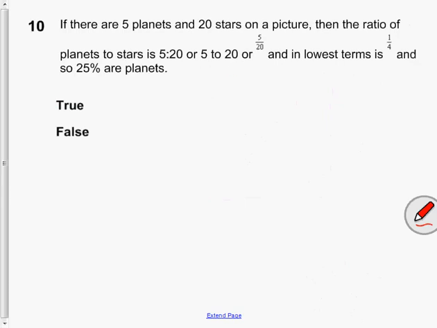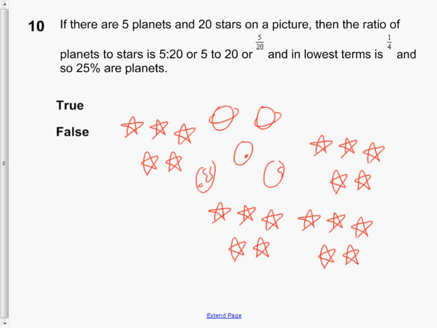Question 10: if there are 5 planets, I will draw your 5 planets, and 20 stars. So if this is the picture, there are 5 planets and 20 stars, then the ratio of planets to stars is 5 to 20. Well, there's 5, yes, and there's 20, yep. 5 to 20 is correct, and in lowest terms, it would be 1 to 4.